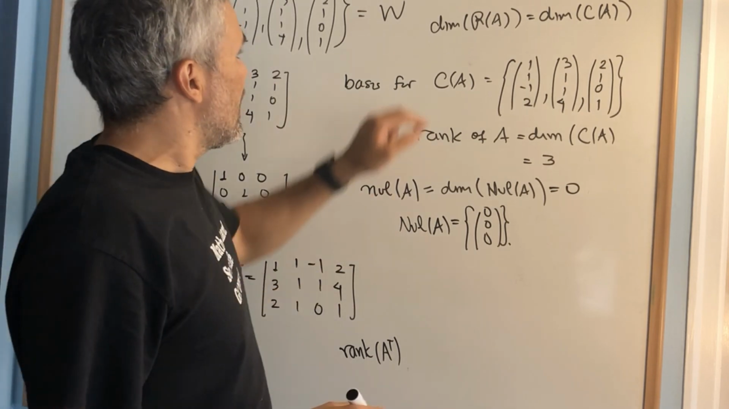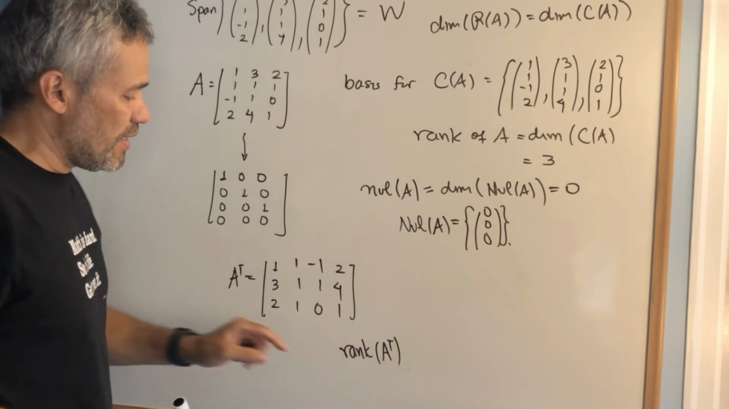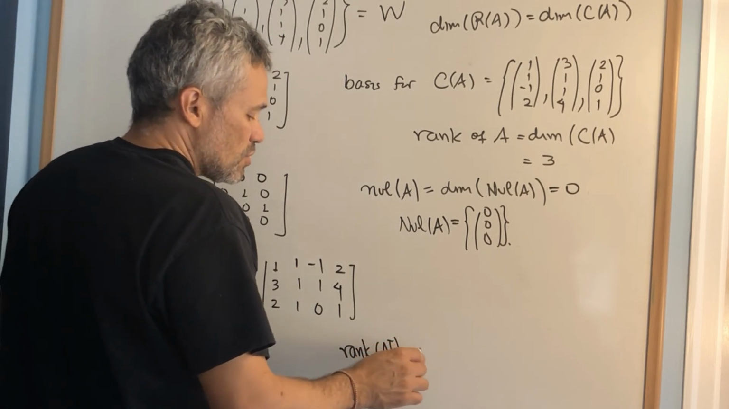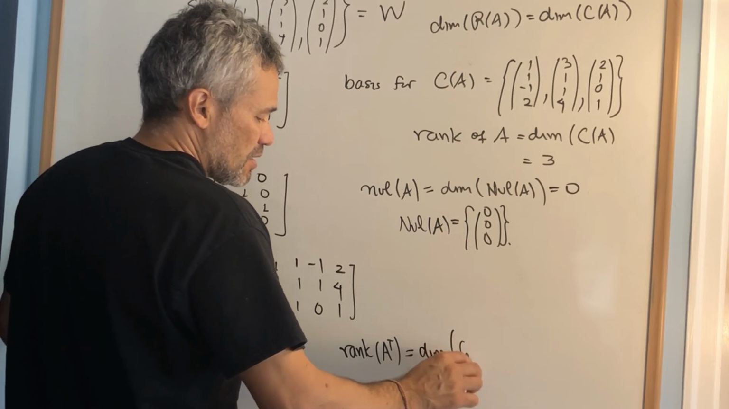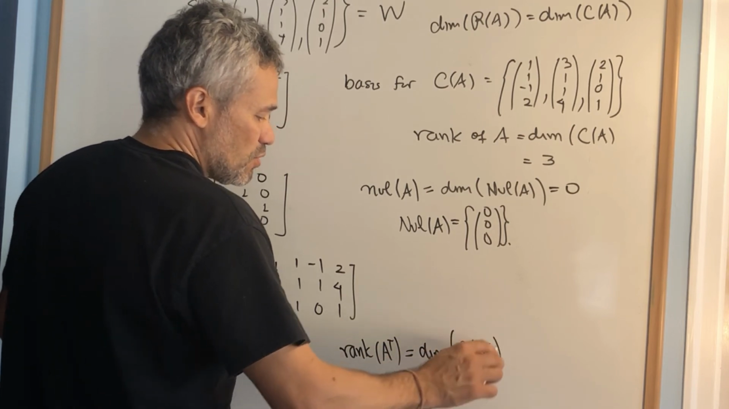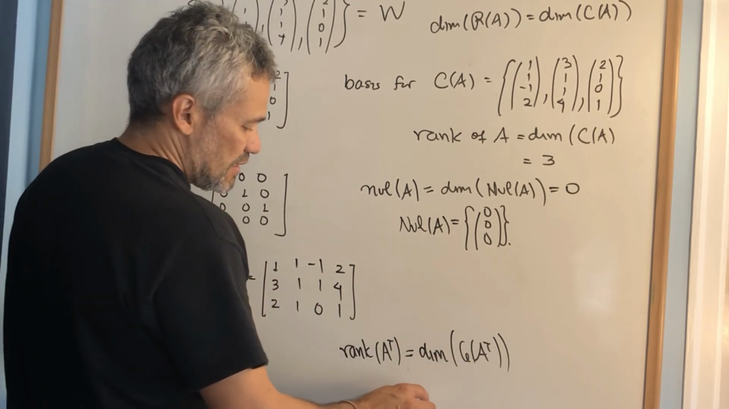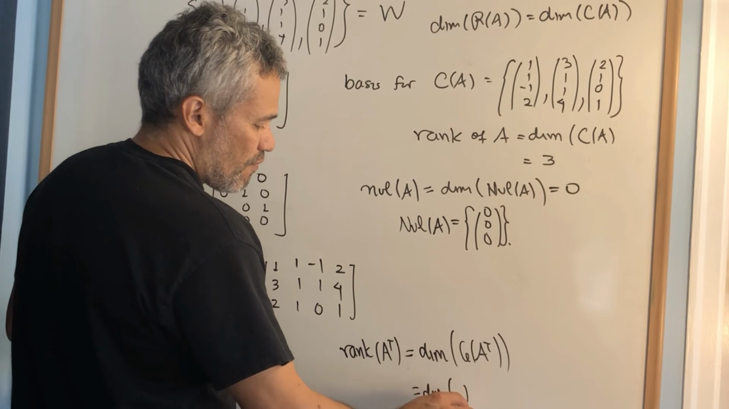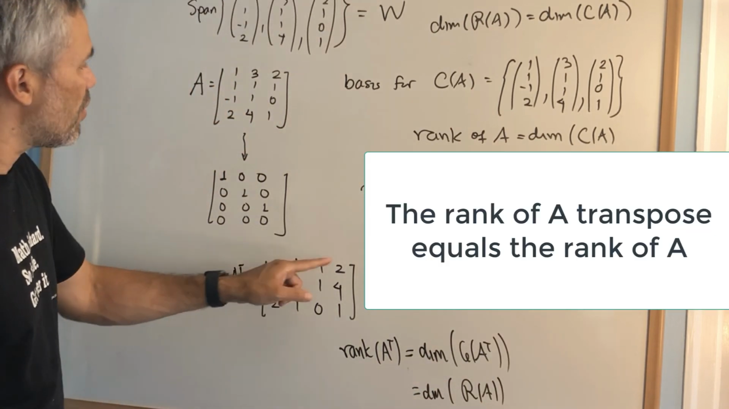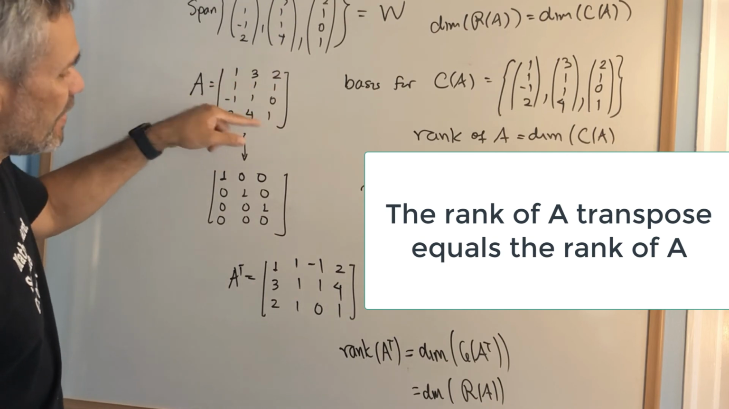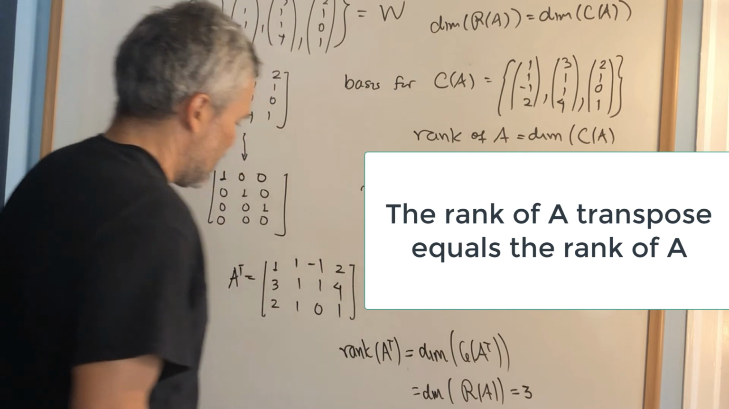And therefore, here, when you think about the rank of A transpose, this is the dimension of the column space of A transpose, but column of A transpose is just row of A, because the columns of A transpose are the rows of A. And this dimension is just 3.